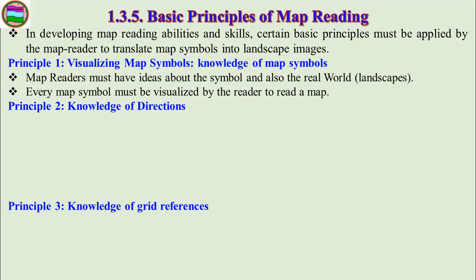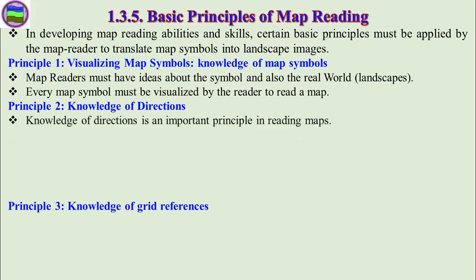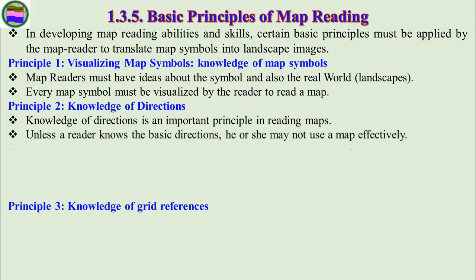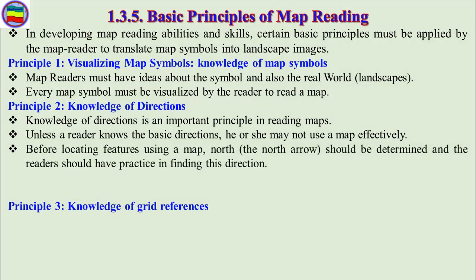The other one is knowledge of direction. Knowledge of direction is an important principle in reading of the map. Unless a reader knows the basic direction, he or she may not use the map effectively. By reading the map and using the north arrow, he can identify the direction or the position in map reading. Before locating features using a map, north should be determined and the readers should have practice in finding this direction. So the first thing in the map should be including the direction.